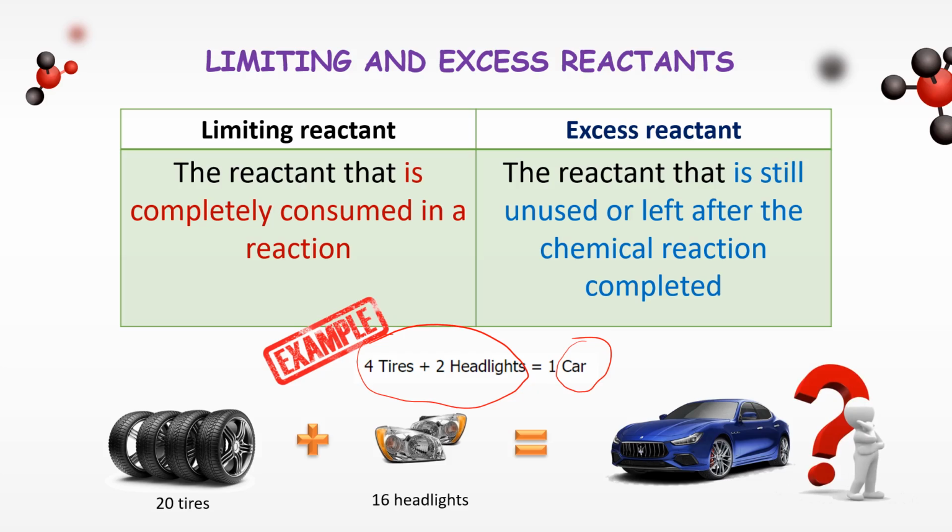20 tires divided by 4, so we can produce 5 cars, while 16 headlights divided by 2, we can produce 8 cars. Comparing both numbers of cars that we can produce, we can say that tires is the limiting reactant. We can only produce 5 cars. 5 times 2 headlights, so we only need 10 headlights in this case. So we have an extra 6 headlights. In this case, headlights is the excess reactant.